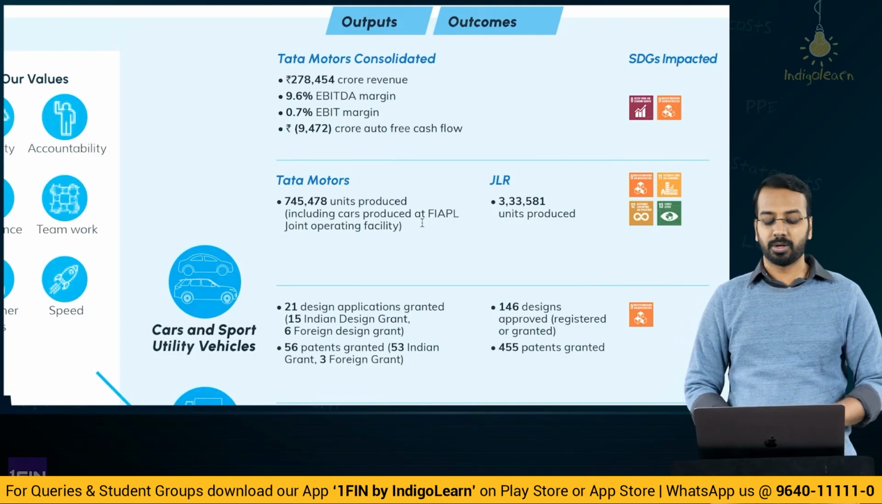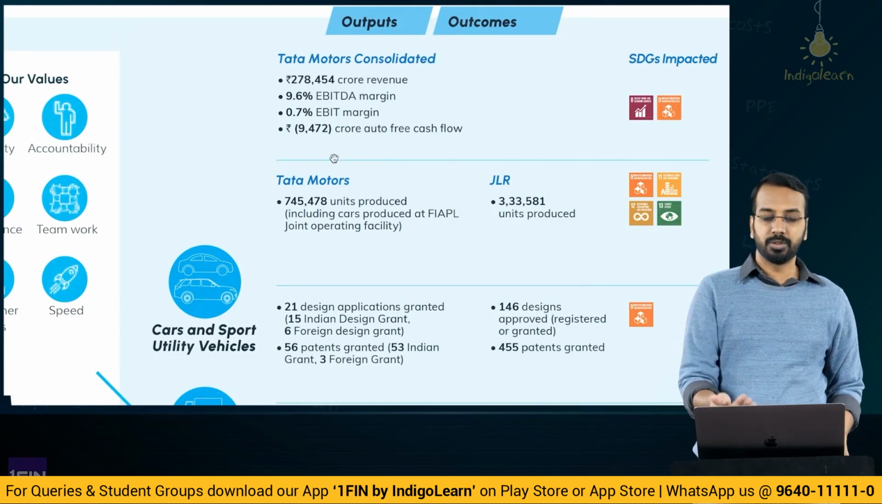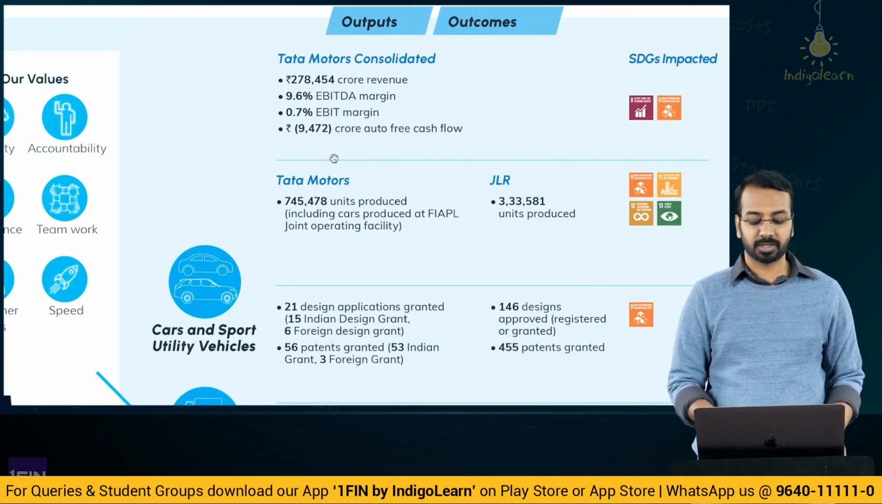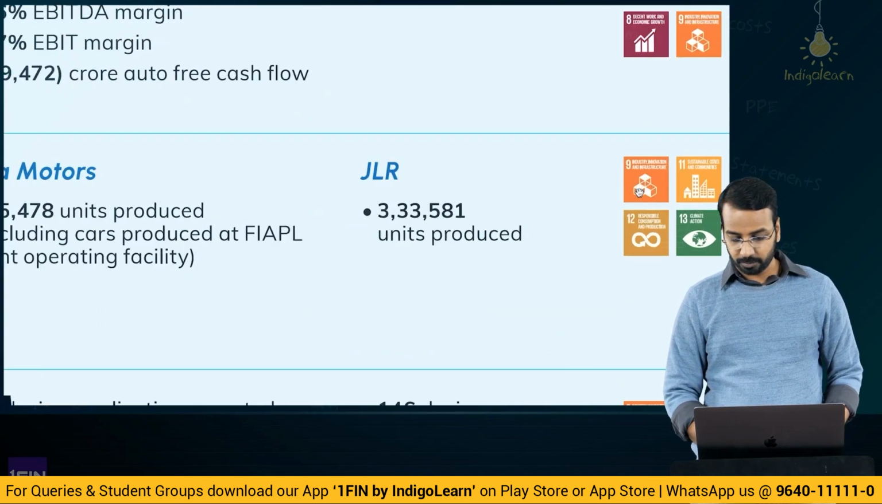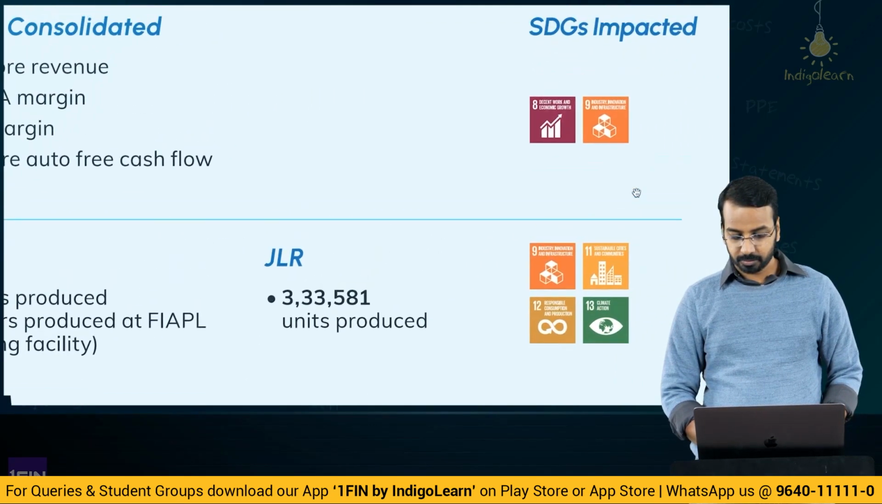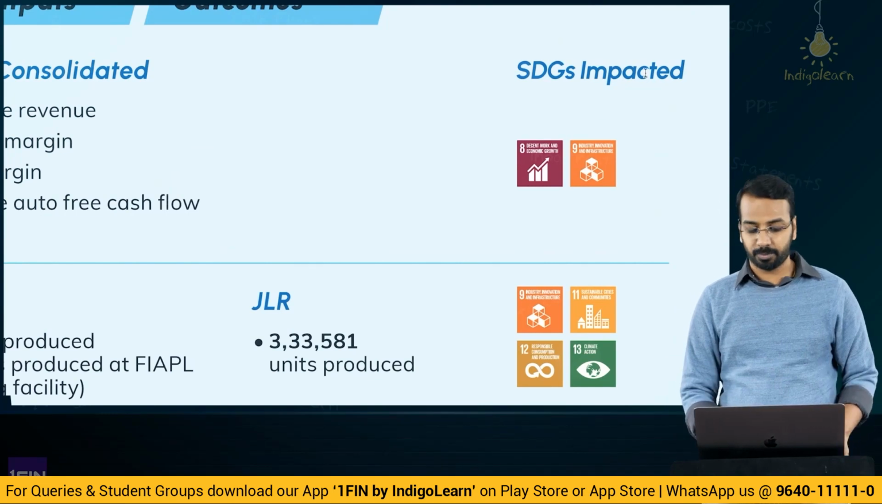And then what is the output and what is the outcome? So output is how much of revenue is generated, how much is added in terms of manufactured capital and all of that. And what is the outcome? Basically the sustainable development goals which are impacted, right?